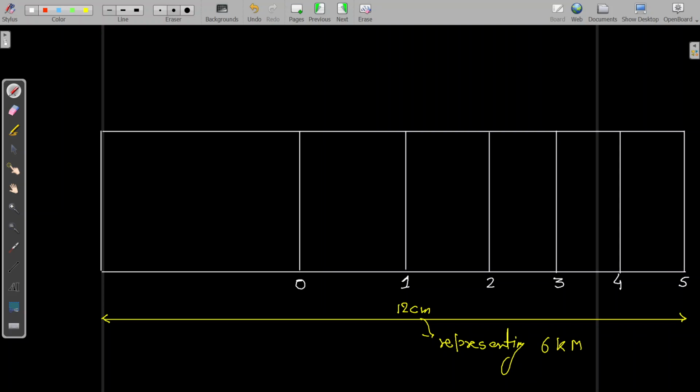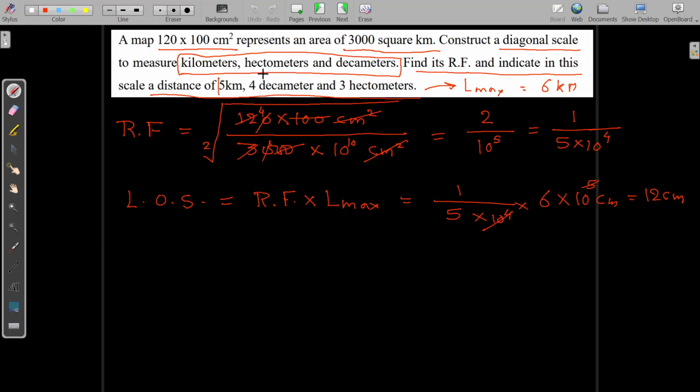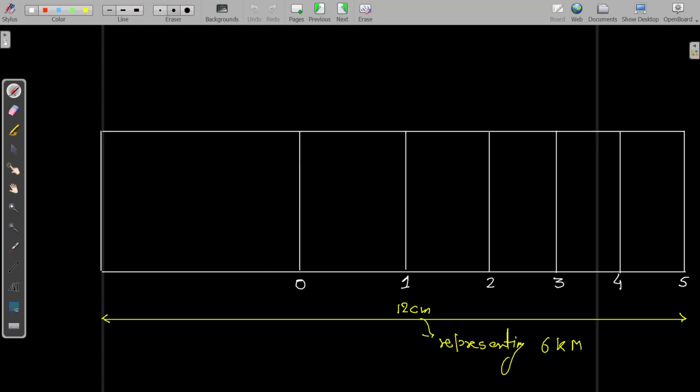Okay, now we again have to represent hectometers. So to represent a hectometer, we have to again divide a kilometer into 10 parts. Okay, then only we can represent a single hectometer. So again I will divide it into 10 parts.